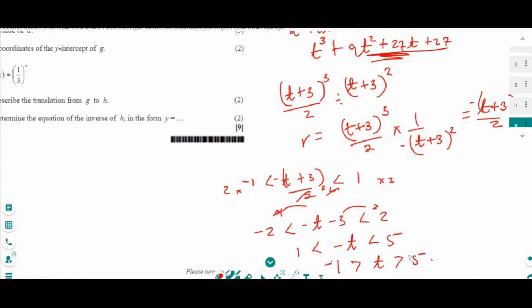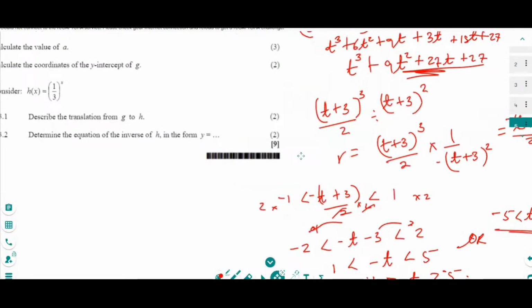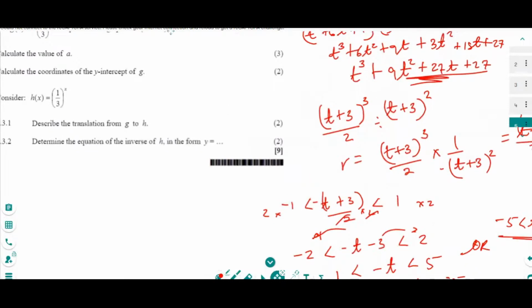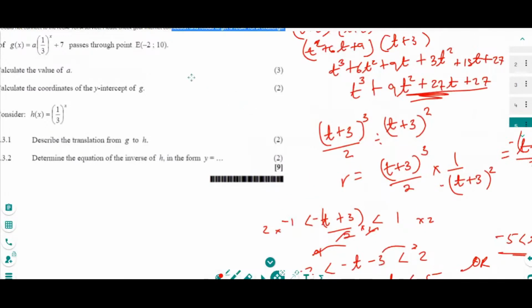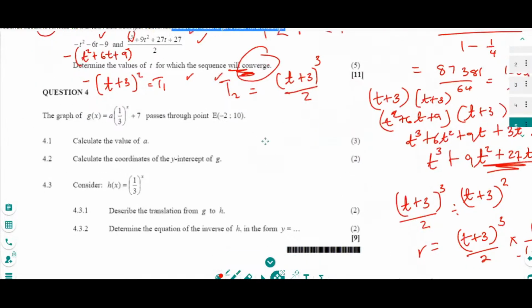Is that true? It's a negative here. Okay, which can also be written as -5 is less than t, and then less than -1. So that will be the values of t under which the sequence will converge. So guys, that's that with that question.